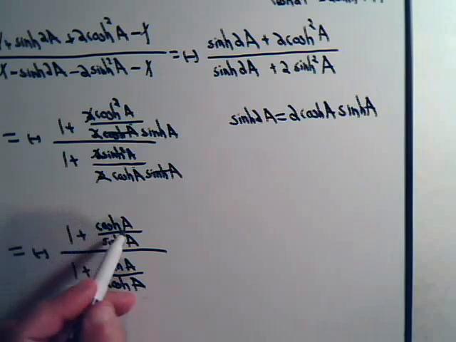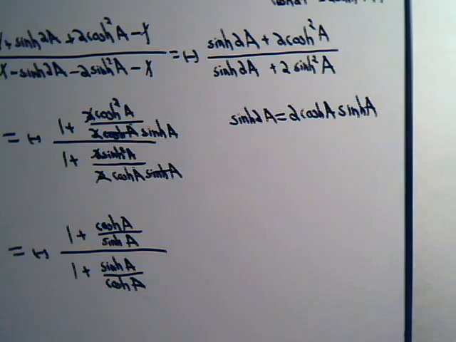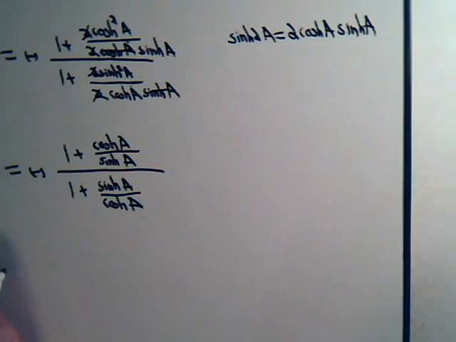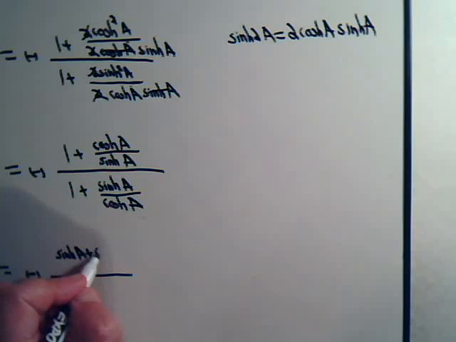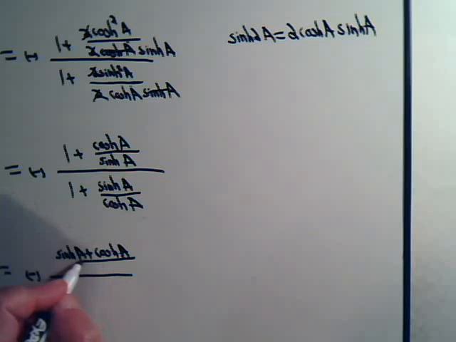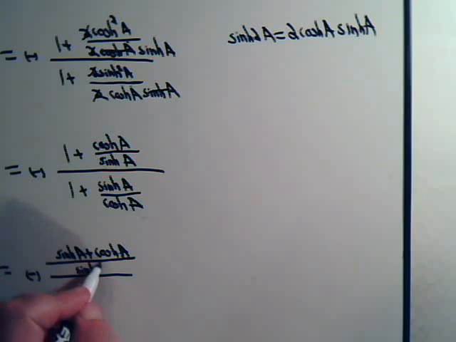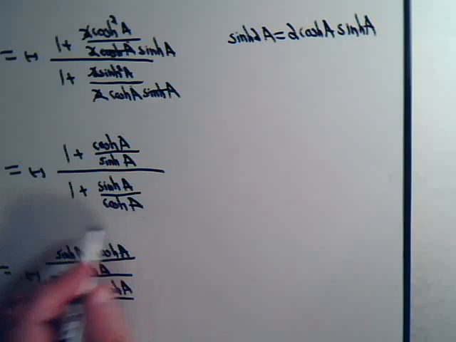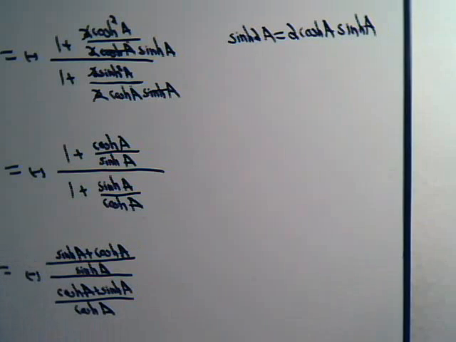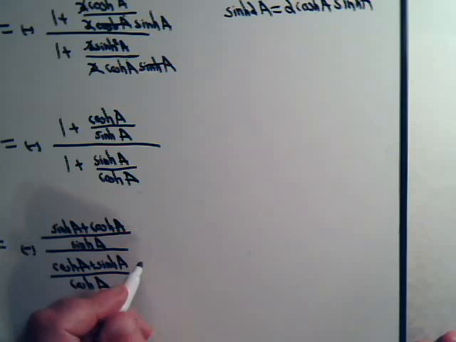So I went ahead and added these two terms and added these two terms. Let's just make some room for that. So this equals, up here we'll have hyperbolic sine of A plus the hyperbolic cosine of A divided by the hyperbolic sine of A. And down here we have hyperbolic cosine of A plus hyperbolic sine of A divided by the hyperbolic cosine of A. Hopefully you can see where this is going by now. Let's just invert and multiply.